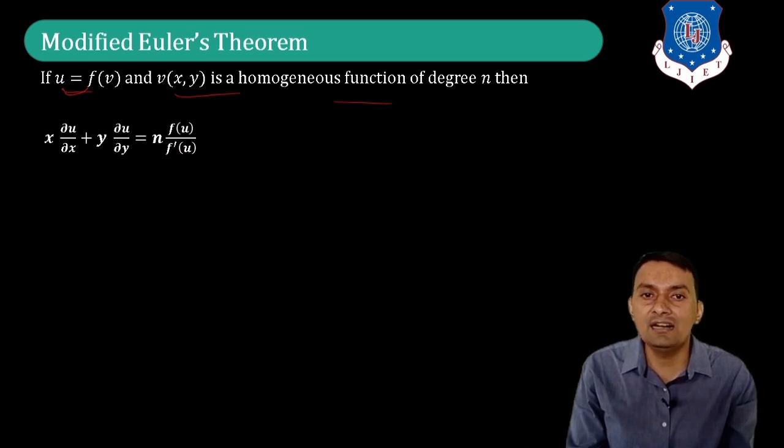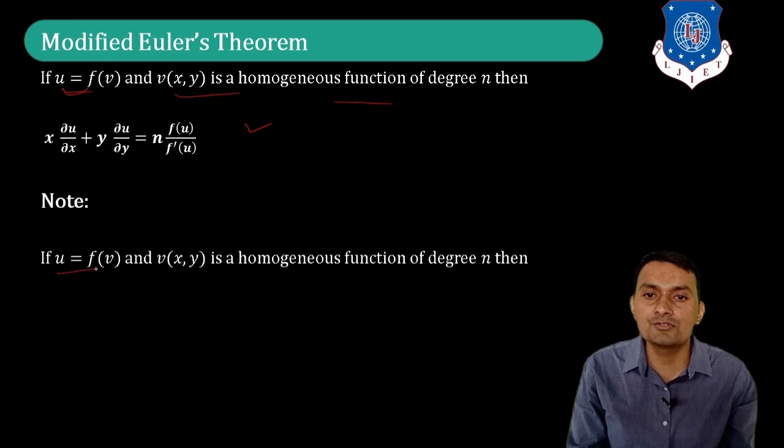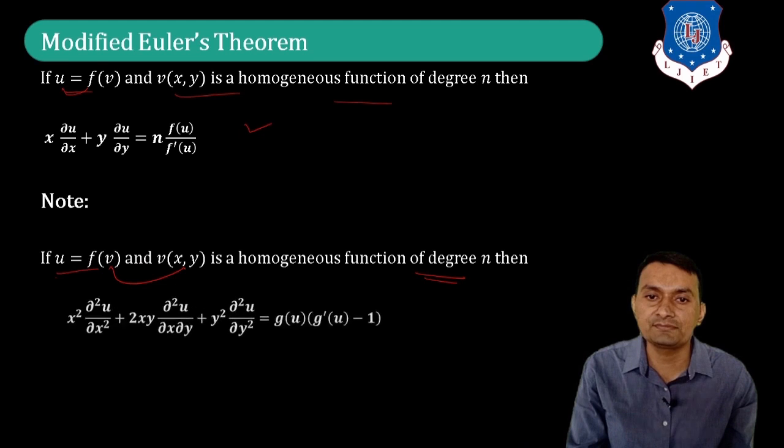And that is again a good theorem to determine its partial derivatives, as well as the second order. But whenever you assume that u is equal to f of v, v should be a homogeneous function of degree n, not u itself, not f of v. That is what we will keep in mind.